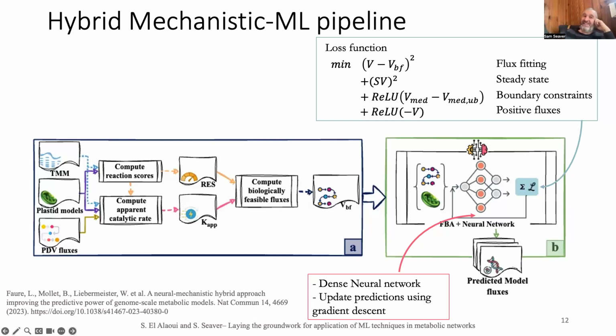We can't go inside the leaf and just take a sample of all the fluxes that are happening at the same time, but we can use some proxy data to try and get an idea of what's going on. So I think it's really interesting.